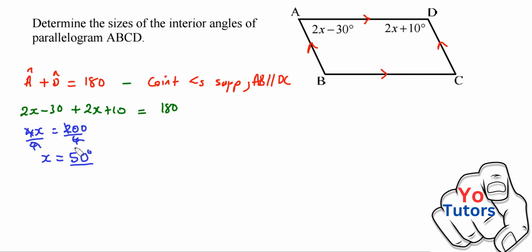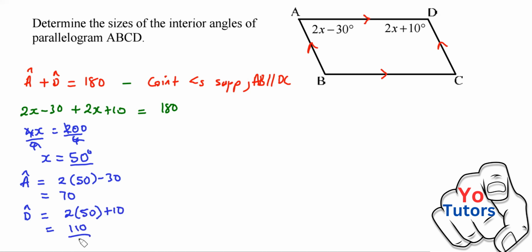Now, when you solve this, we find that x is equal to 50. Now we can substitute and say A is equal to 2 times 50 minus 30, which gives us 70. Now what about D? D is equal to 2 in brackets 50 plus 10, which gives us 110. So we now know that there is 110, there is 70.